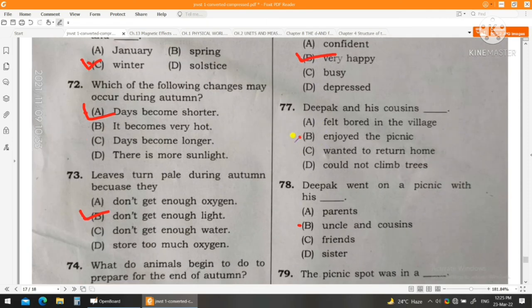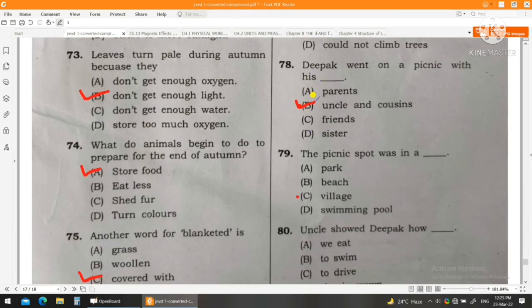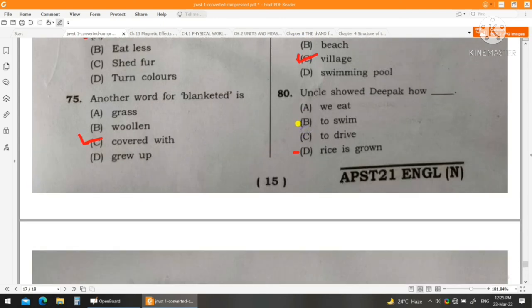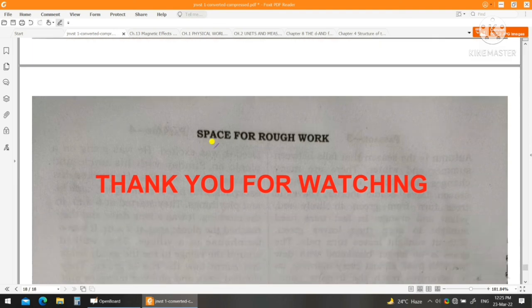In the next passage, that is passage number 4, again one passage and related questions. 76, option B. 77, option B. 78, option B. 79, option C. And finally question number 80, option D. So this was the solution of your question paper for 2021.